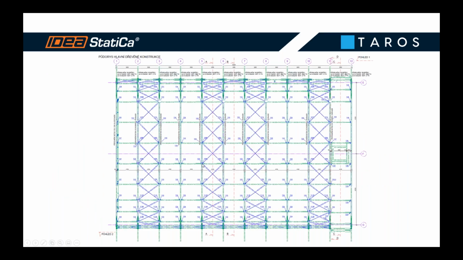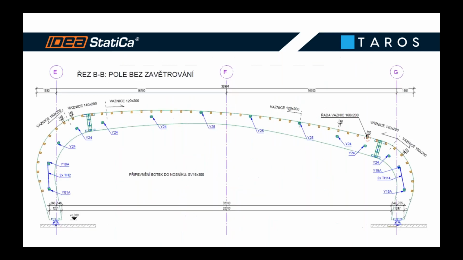Here you can see the plan of the hall. So 12 frames, four bracings, and some other parts. Here's the typical section of the hall. So you can see the shape of the frame.